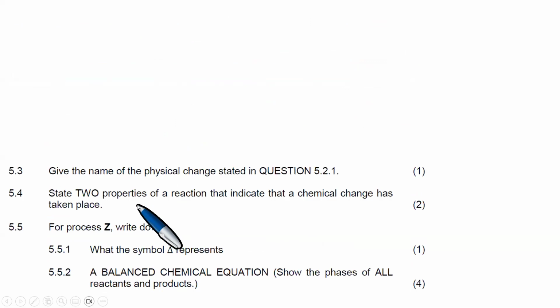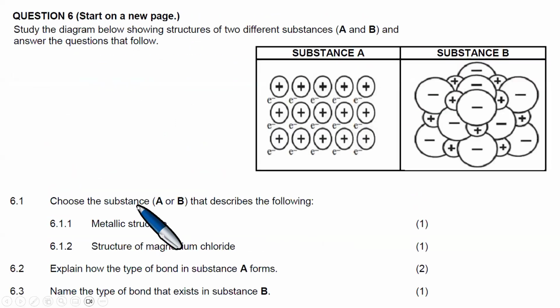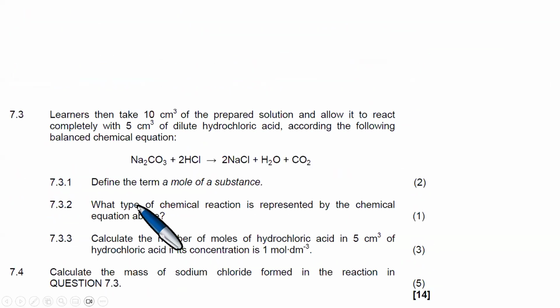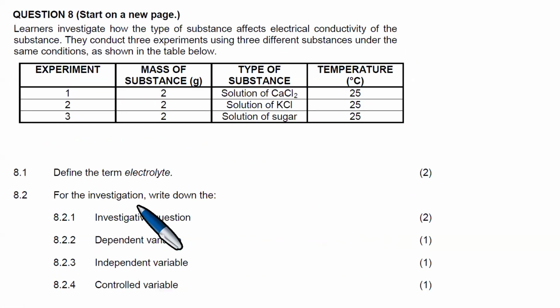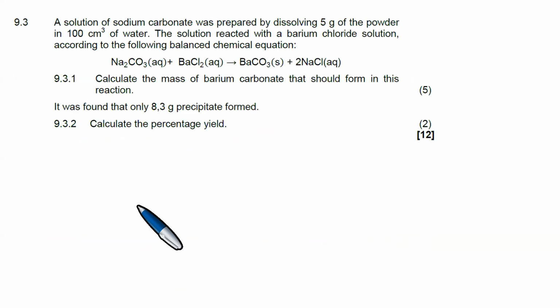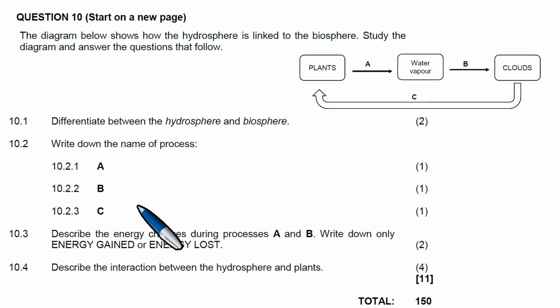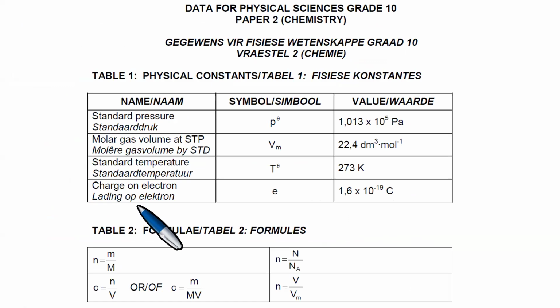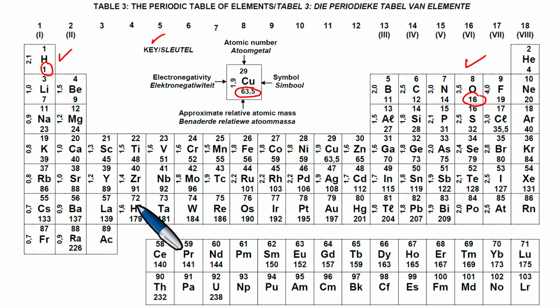So let us go to the periodic table now. We're going to see the periodic table of the elements. This is the periodic table of the elements that we study.